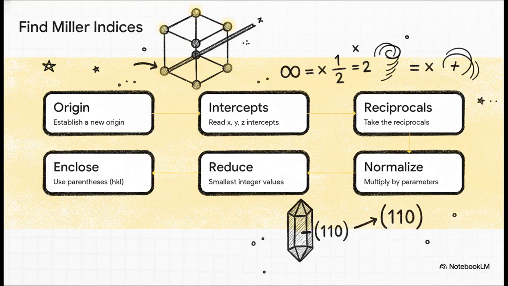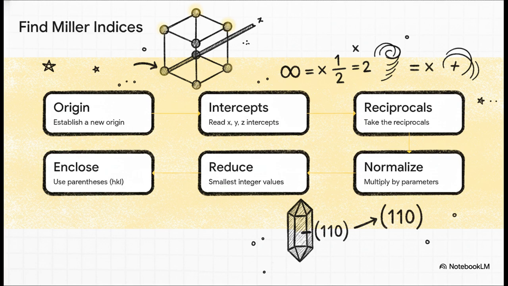To prove that mapping these crystallographic planes is a highly logical and predictable process, let's walk through exactly how to find the Miller indices. Step 1, establish your origin. If the plane happens to pass right through the origin, just move your origin to another unit cell. No big deal. Next, read off the intercepts where the plane actually crosses the x, y, and z axes. Then, take the reciprocals of those intercepts.